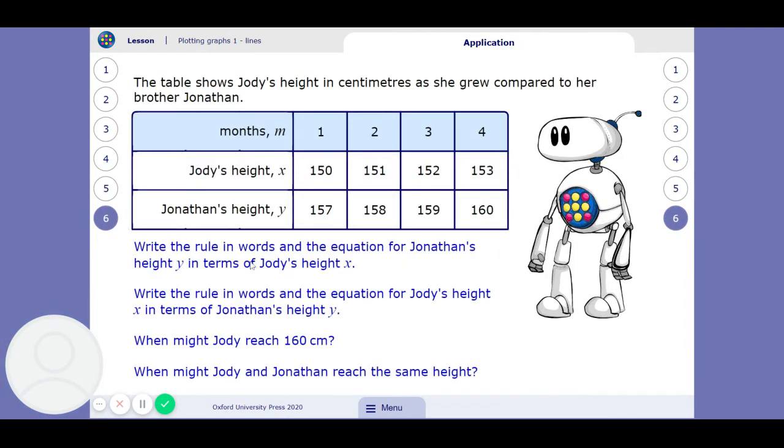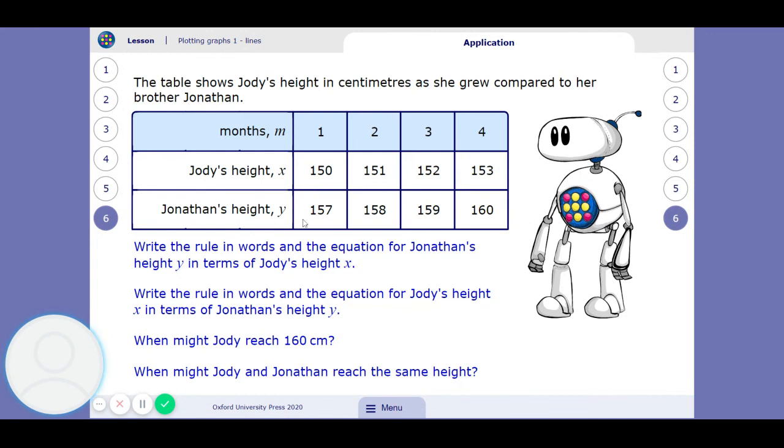Right, so this is going to be a worded question. The table shows Jodie's height in centimeters as she grew compared to her brother Jonathan. And then we've got all the information, number of months, and Jodie's heights and Jonathan's heights. Write the rule in words for the equation of Jonathan's height in terms of Jodie's height. So this all seems very complicated. Lots of words, big table of numbers, not at all like what we did before. But we've just got to think about what we've been doing before.